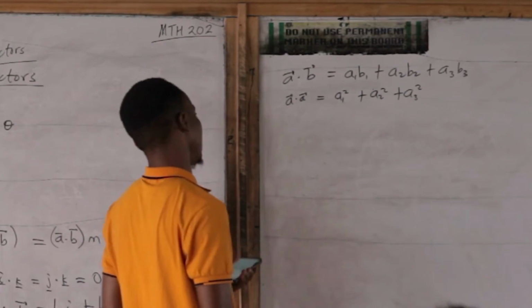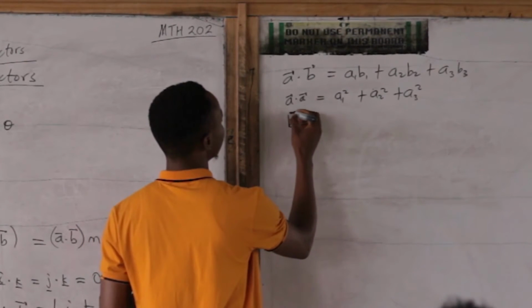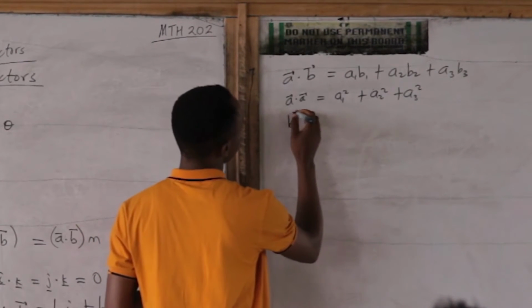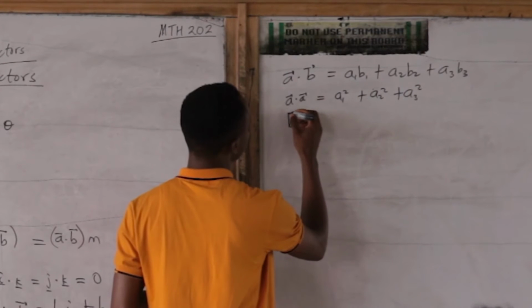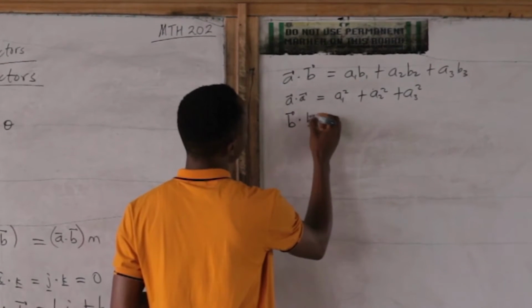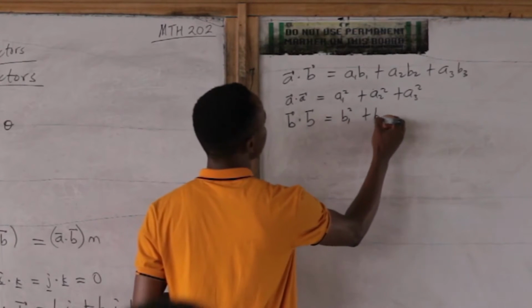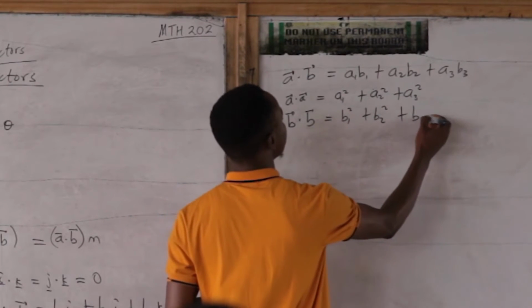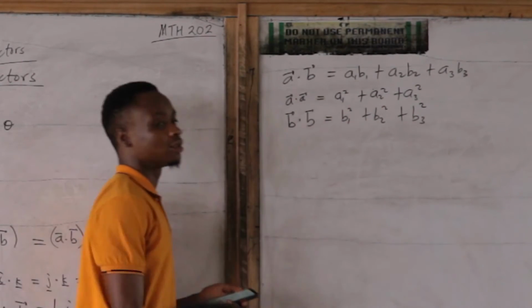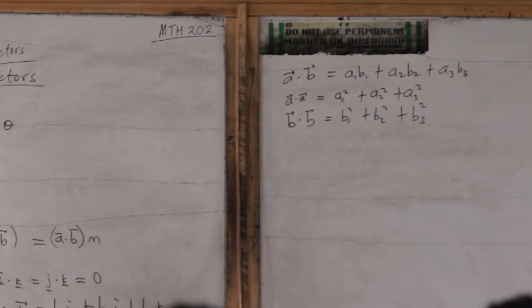And similarly, if you want to get B dot B, you can write this as B dot B equal to B1 squared plus B2 squared plus B3 squared. That's all about that. Okay. So look at this now.